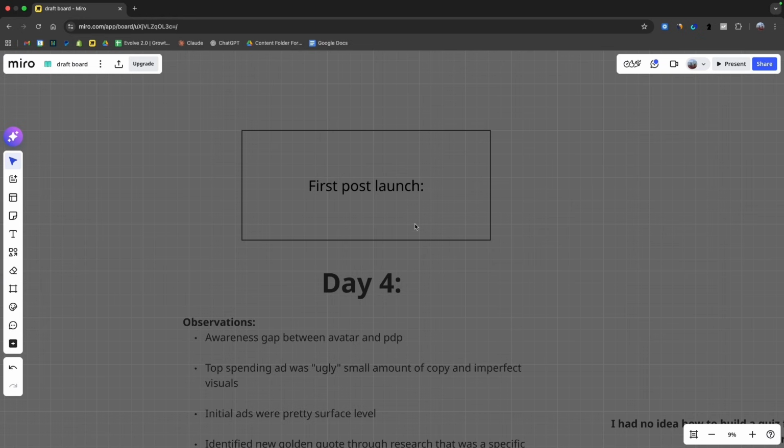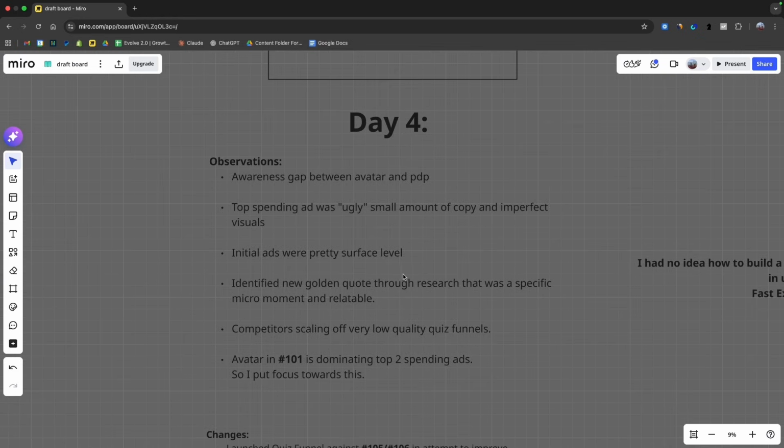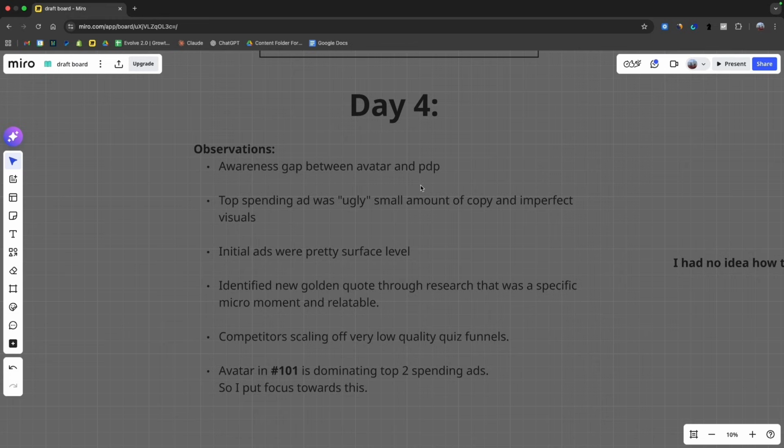So first post-launch sequence. All my observations, changes, everything. So observations on the top spending ads. Obviously, Avatar 101 is dominating. So I'm going to put my focus more towards them and then come up with follow-up sequences that are most appropriate towards them as well.